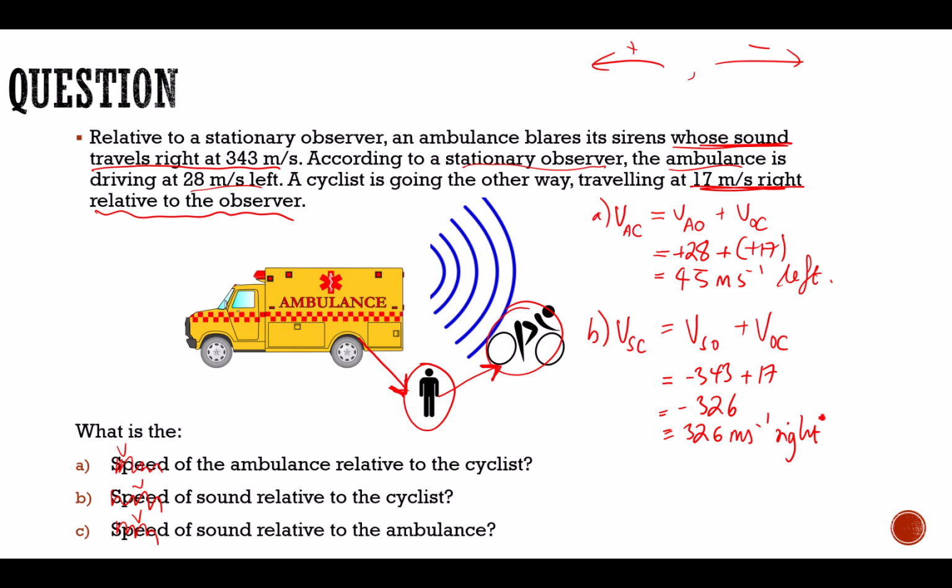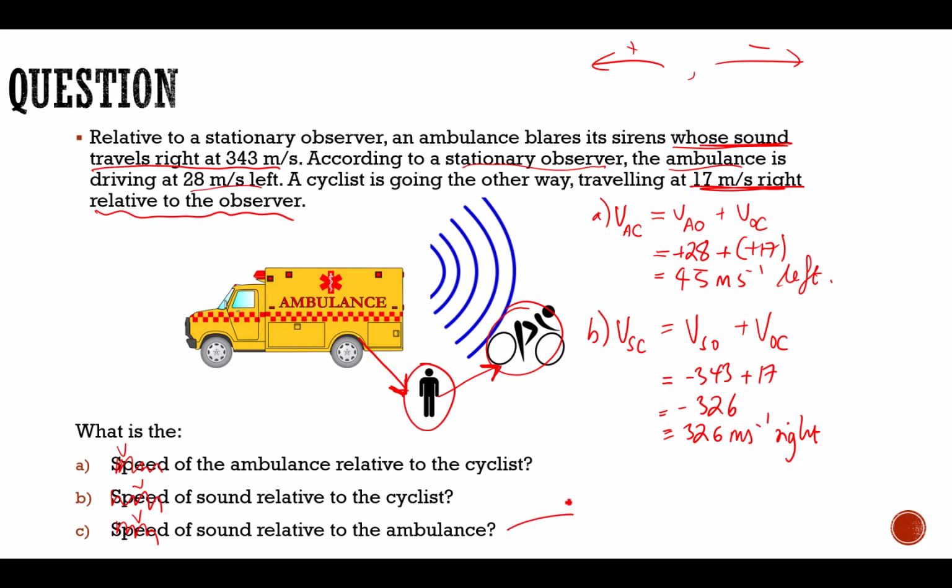First of all, that it's going to the right because it's much faster than the cyclist. It'll keep going to the right. But also, because the cyclist, in a sense, is cycling away from the sound wave, the sound wave has to do some catching up, so to speak. So it's not quite at its original speed.